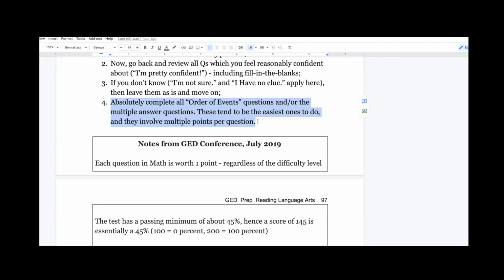Number 2, I can tell you, order of events is simple. You just look and you can visually tell what came first, what came second. They're always easy to do. They just take a little bit of time.